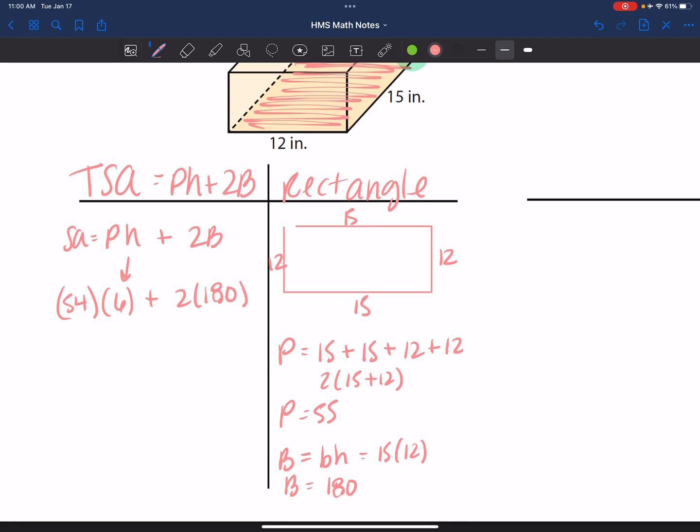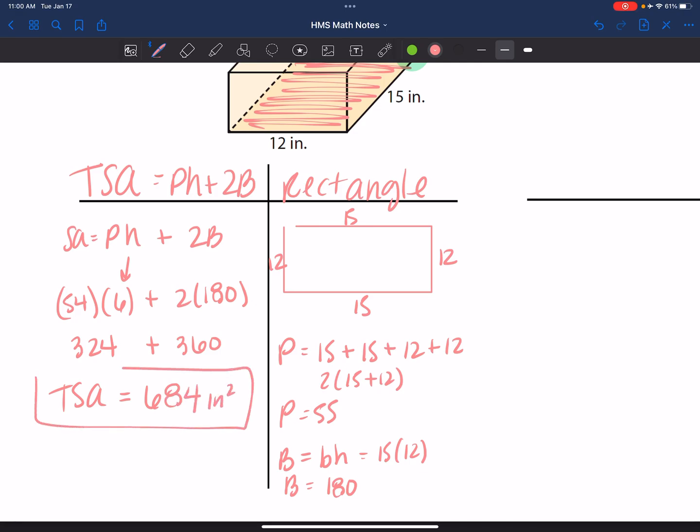Okay, cool. So let's let the calculator do the work. 54 times 6 equals 324, which we already knew. And then 2 times 180 equals 360. Add them together. And actually, you can put the whole thing in your calculator if you type it in exactly as I've written it and exactly as you have written it in your notes. You should be able to get the same answer of 684 inches squared, because I am still dealing with area, not volume.